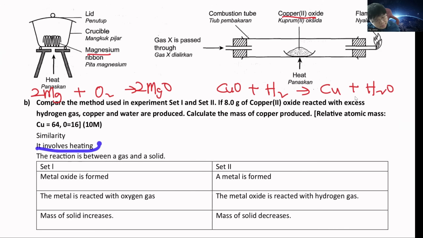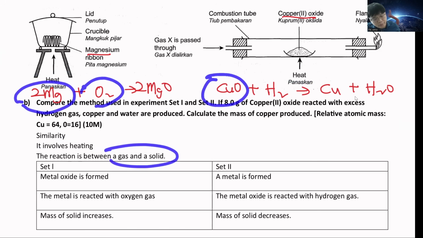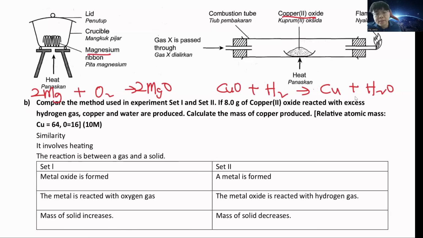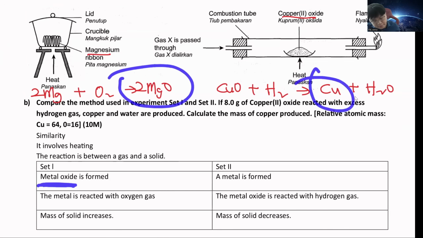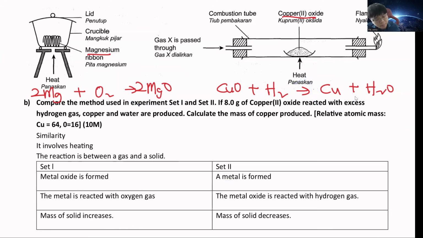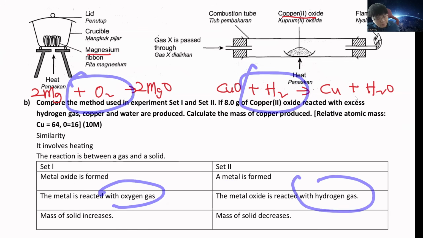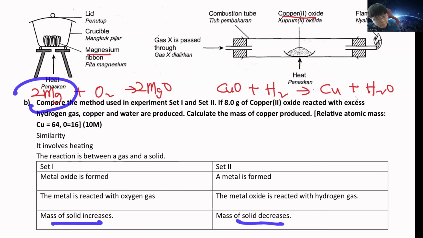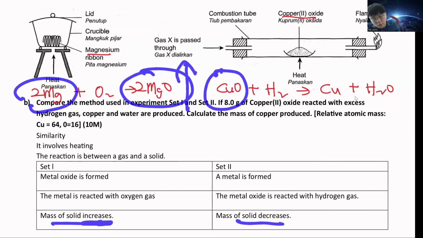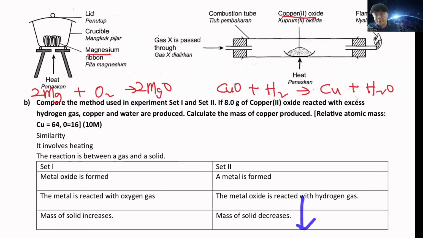First, both of them involve heating. Second, both involve solid and gas. See, magnesium is a solid, then related to the gas here. The differences now: one side is the metal oxide form, one side is the metal form. Second, one reacts with oxygen gas, one reacts with hydrogen gas. Then the mass increases because Mg becomes MgO, of course MgO is heavier, so mass increases. CuO becomes Cu, the oxygen is missing, so the mass decreases.